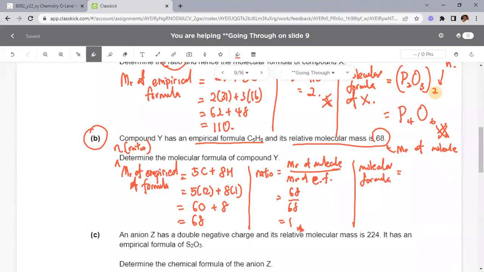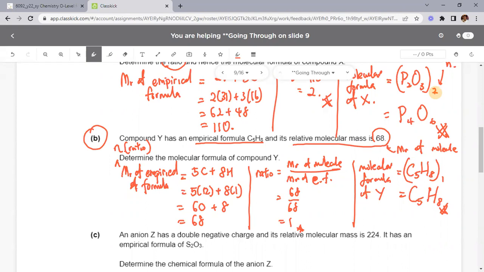All these steps are important. Although I know that you say, sure, I know 68, 68, then the formula is like that, but do follow through it. C5H8, 1. Our answer is C5H8. So I need you to follow through literally all the steps to get to the final answer.